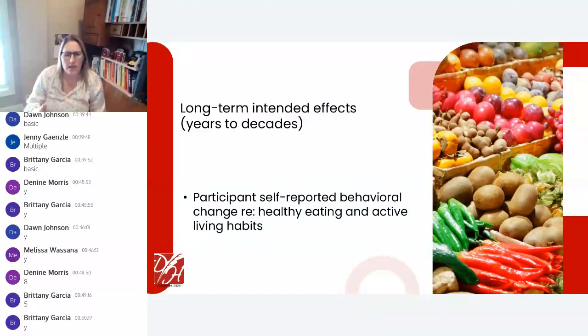What would be the self-reported behavioral change, the lifestyle change, the maintained weight loss that has been achieved by participants? What does it look like in terms of the impact that you created for healthy eating, active living habits? How much healthier is your community? What metrics might you watch?